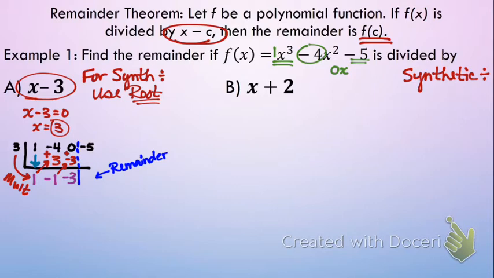Multiplication one more time. -9. And add them together. What do I get when I add those together? -14. This is the number that we are after. F of 3, that was my root, is equal to -14.